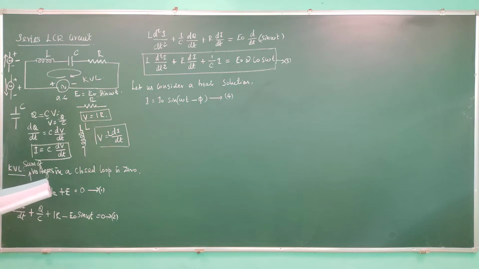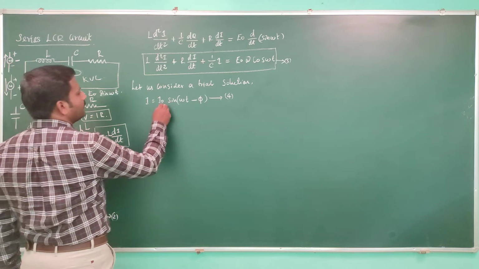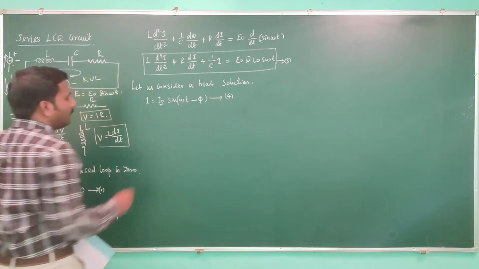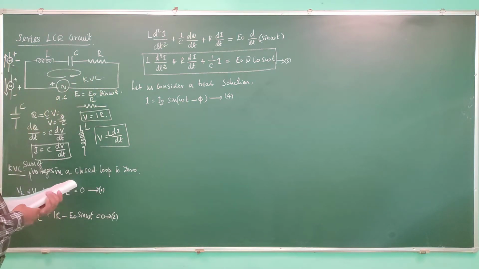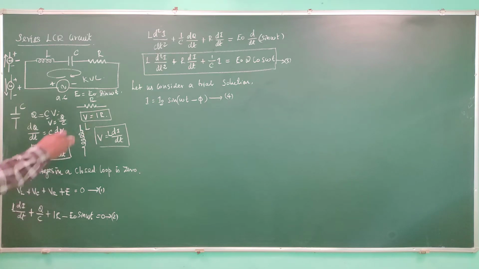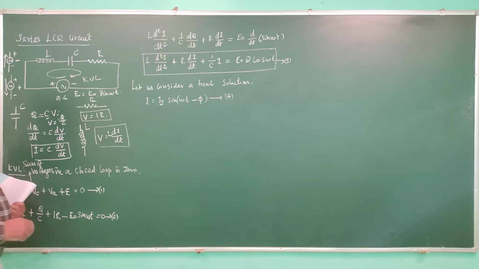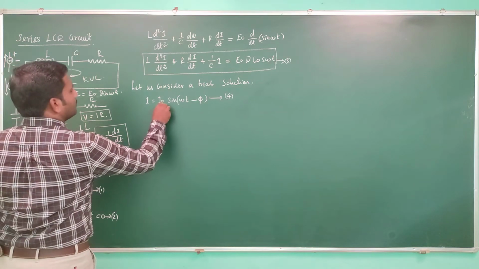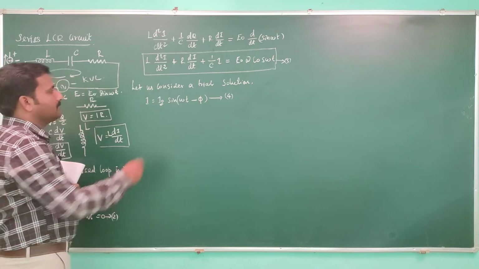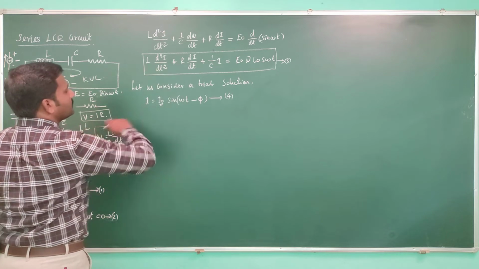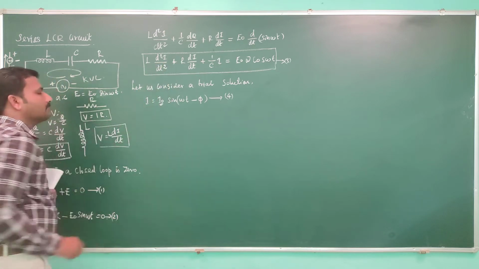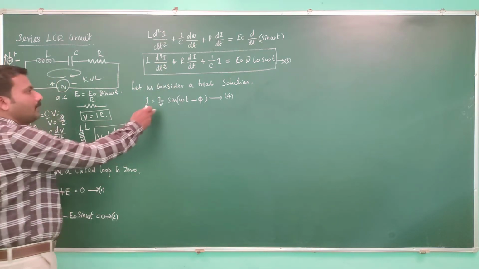For this trial solution, we have to find the expression for I naught and phi. Right? We have to determine I naught and phi, considering that this solution satisfies this equation.